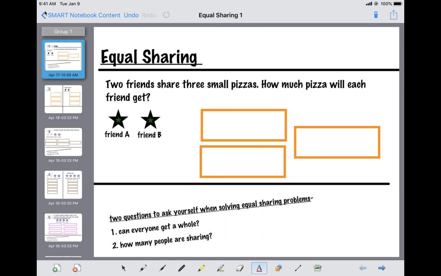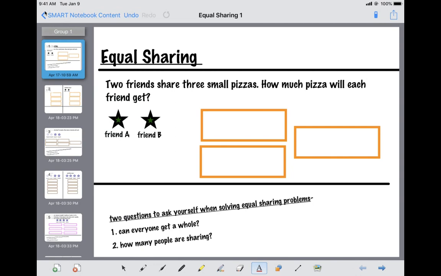Today we are going to focus on equal sharing with fractions. There are two questions you want to ask yourself when you're solving an equal sharing problem. The first question is, can everyone get a whole? And the second question is, how many people are sharing?